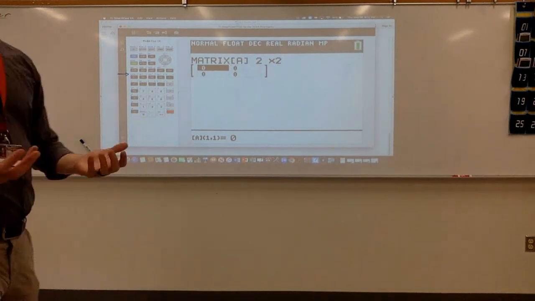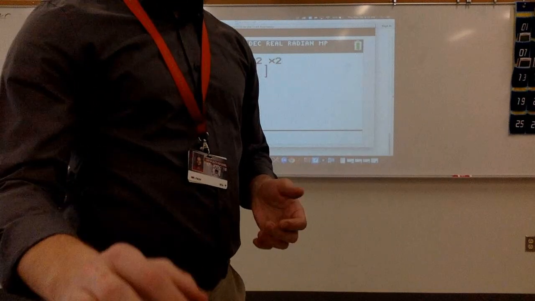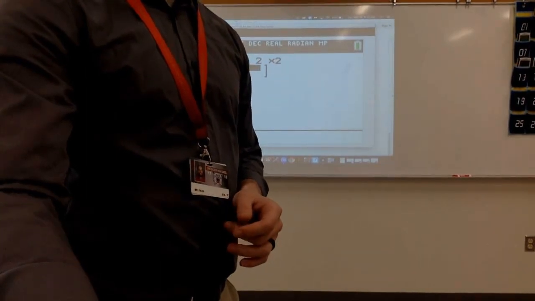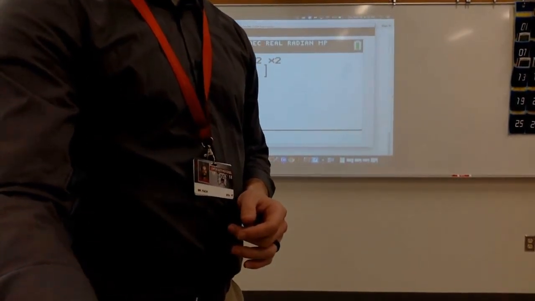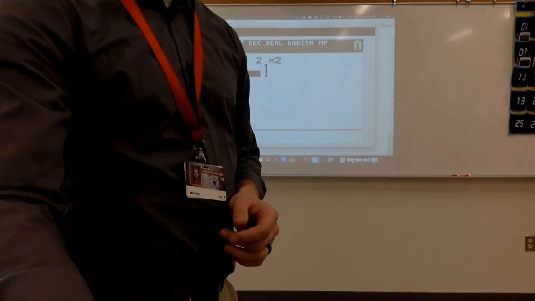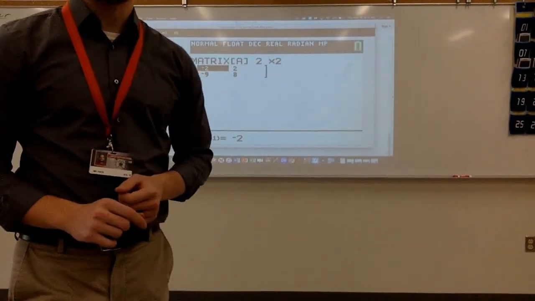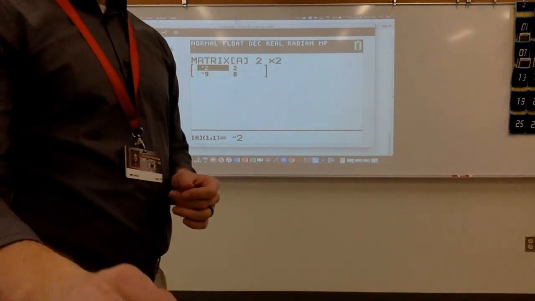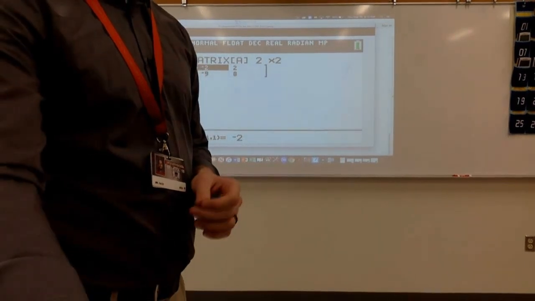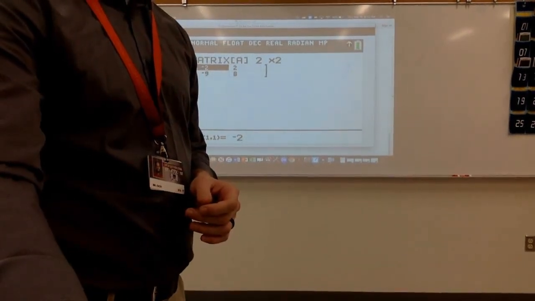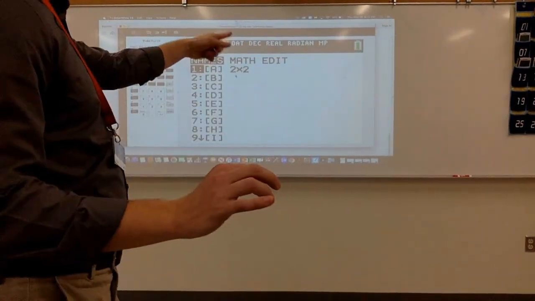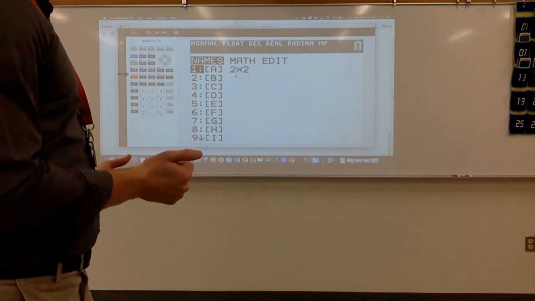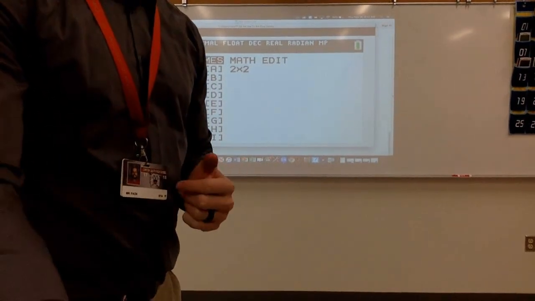Now I can input this matrix. So -2, 2, -9, 8. Okay, so we have our matrix in our calculator. Now we need to go back to the matrix menu. So I'm just going to hit second matrix again. And now it shows me that I have a 2 by 2 matrix entered in for A. If I want to find the inverse, I'm just going to hit enter on that.